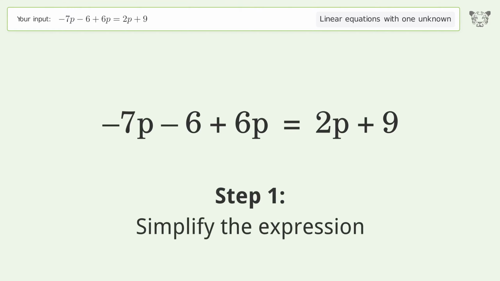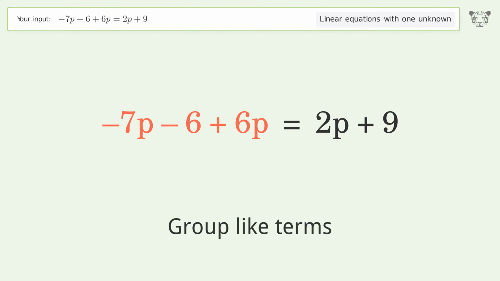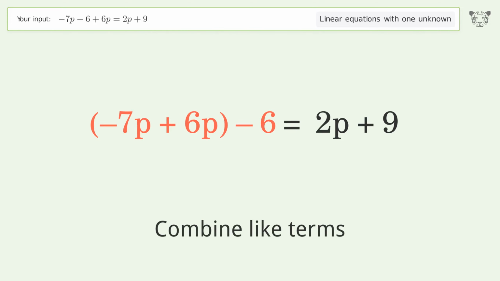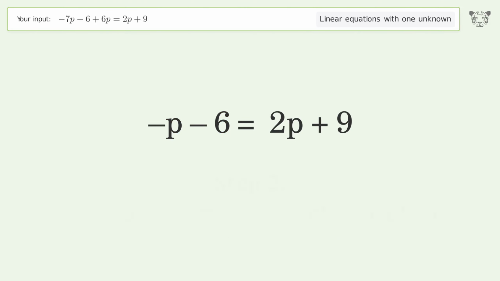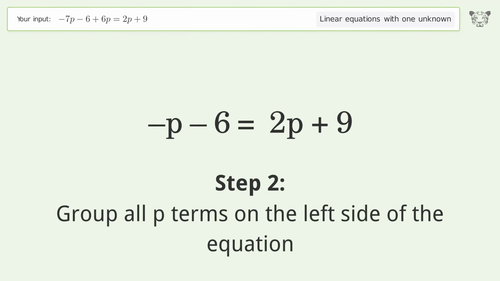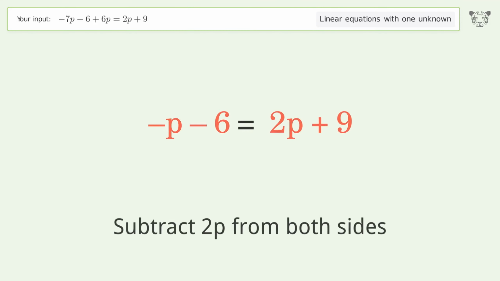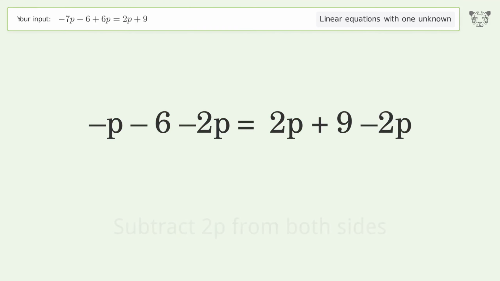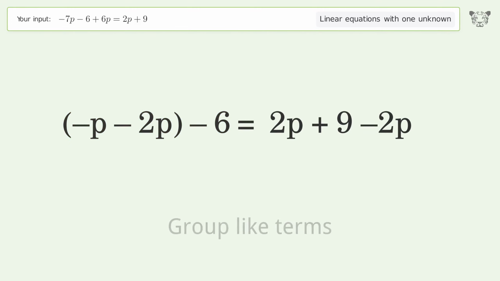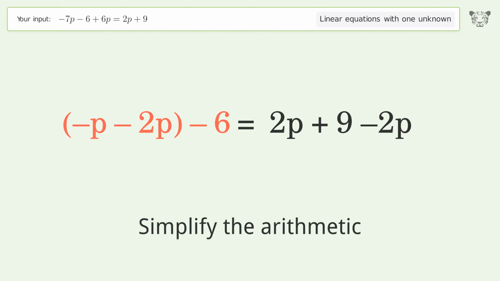Simplify the expression. Group like terms. Combine like terms. Group all p terms on the left side of the equation. Subtract 2p from both sides. Group like terms. Simplify the arithmetic.